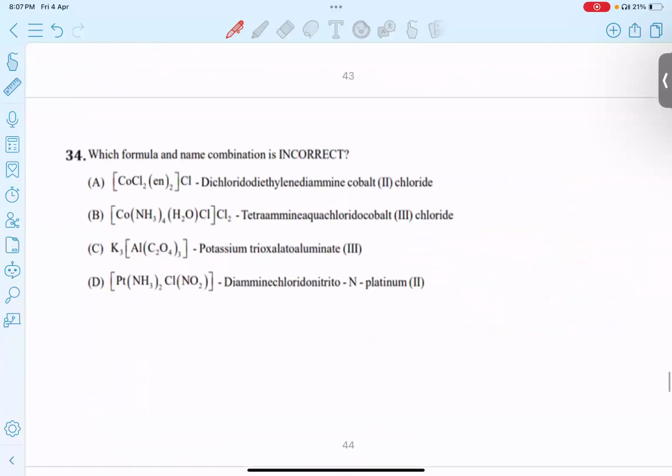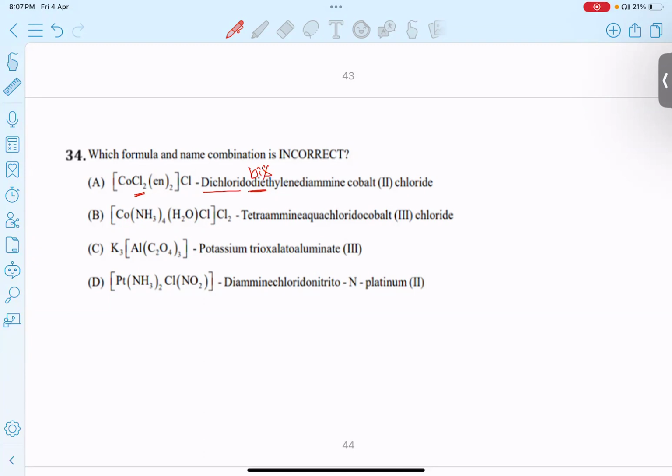Now let us go to question number 34. Which formula and name combination is incorrect? Let us check the first one. That is dichlorido, correct. Then en twice, ethylene diamine. Here the ligand itself contains a prefix like di. Therefore, we do not use di again for 2 times. Instead of using di, you have to use bis. And also, this name is incorrect.